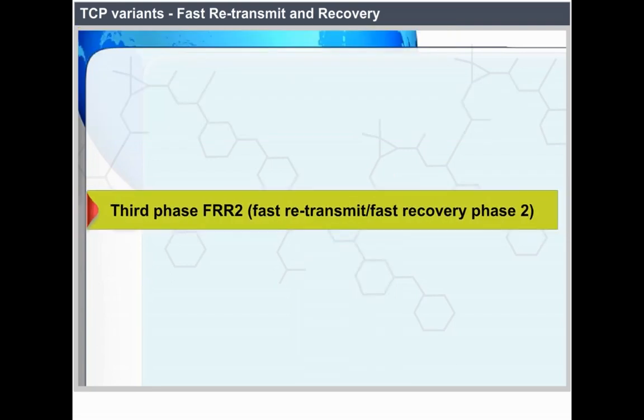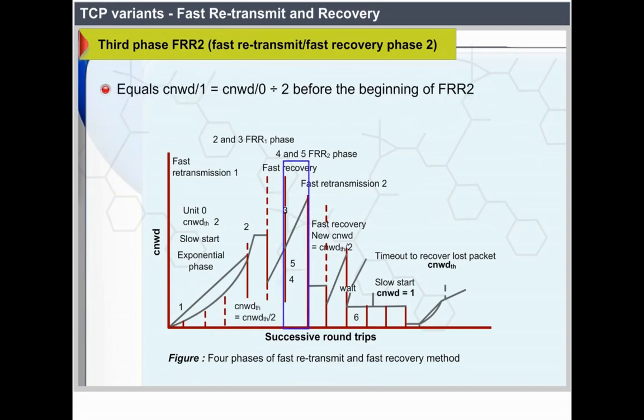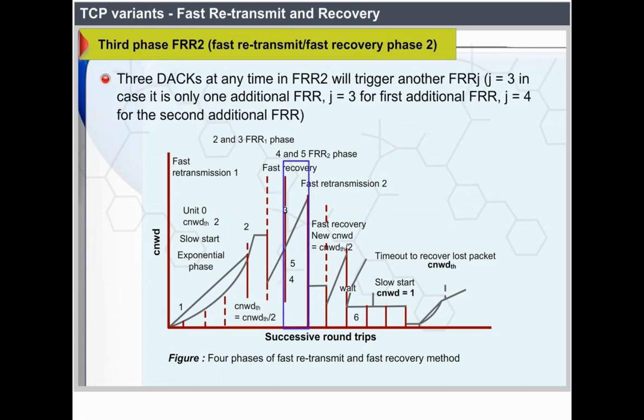Third phase, FRR2, fast retransmit or fast recovery phase 2. The CNWD remains constant, region 4, equal to CNWD1, which is equal to CNWD0 divided by 2, before the beginning of FRR2. After this occurs the fast recovery, region 5. There can be repeated successions of regions 4 and 5 due to additional FRRs. 3 DACKs at any time in FRR2 will trigger another FRRJ. J is equal to 3 in case it is only one additional FRR, J is equal to 3 for the first additional FRR, J is equal to 4 for the second additional FRR.